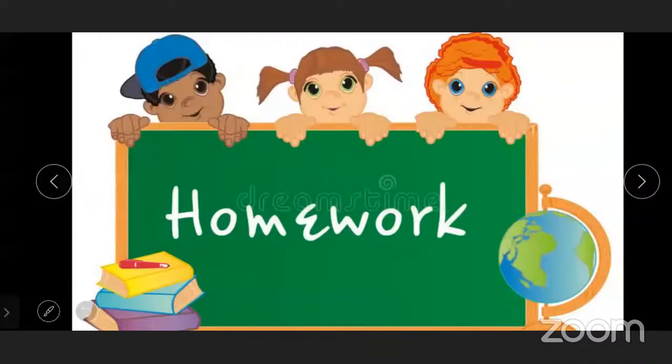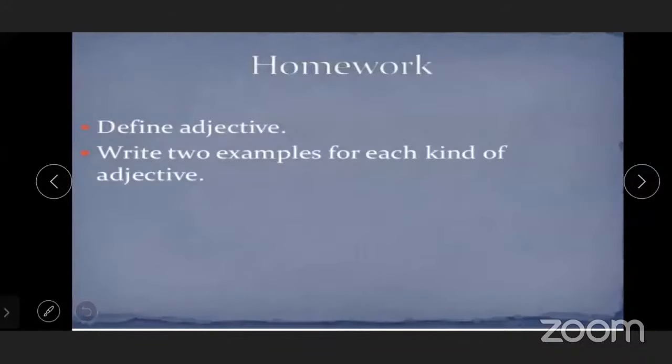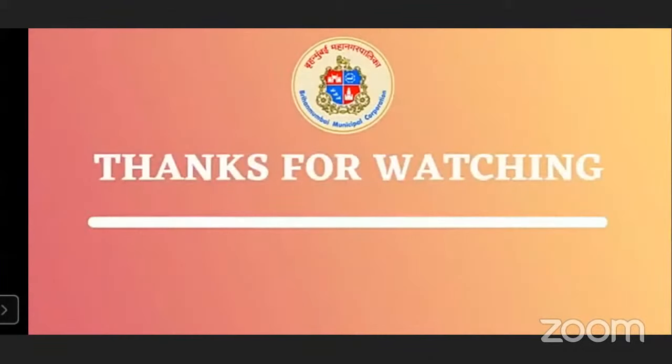I hope you understood. Take a screenshot of this. You have to write the definition of adjective and write two examples for each kind of adjective. I take a screenshot, miss. Yes, I do take.